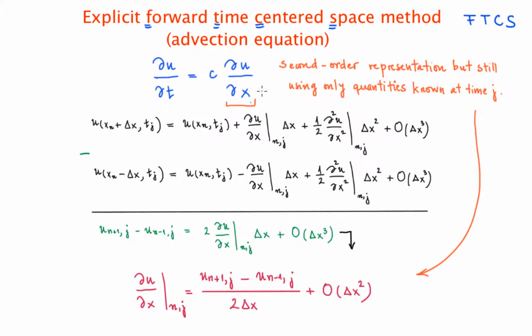First we are going to find a finite difference representation for the partial derivative of u with respect to x, and another one for the partial derivative of u with respect to time. We start with the partial derivative of u with respect to x. In this method we are going to use a second order representation, but still using only quantities known at time j. So basically we're going to consider two Taylor expansions.